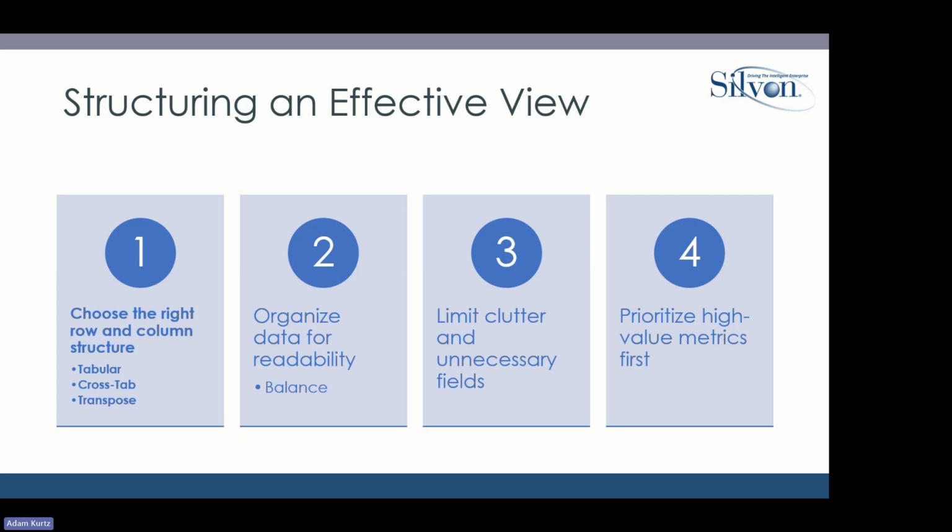So choose the right row and column structure. A view can be tabular in structure. It can also be a crosstab. You can also transpose it very easily. So if you start with one method and you want to switch to another, this is pretty easy to update. If you put everything on your rows and you think it looks better on the columns, or if you're dealing with time hierarchy, typically, time can be put on both axes. And I can show you how you can build out time so that it presents nicely to the user.